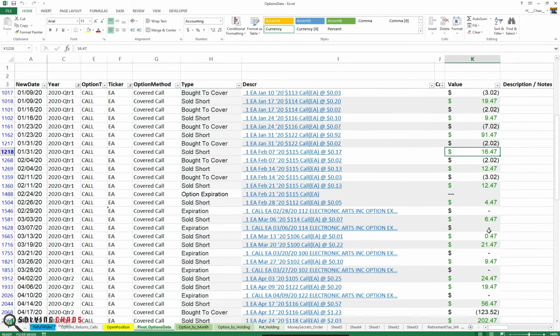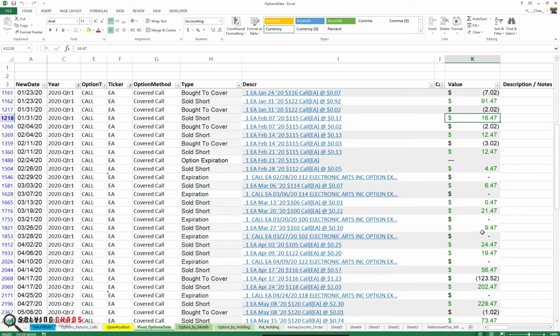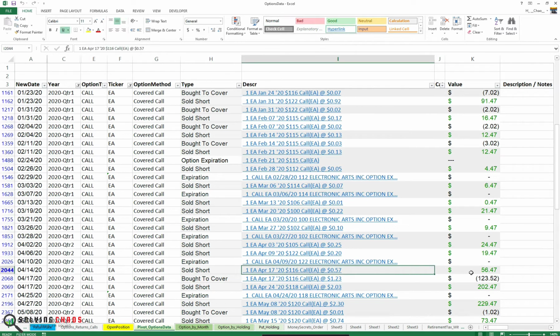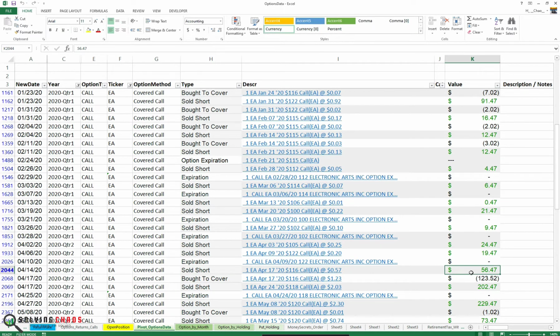Expiration, expiration. Okay, what happens when the stock moves faster than you want? And actually, I have that data, and you'll see it right here. I actually sold a covered call on EA on the 14th for 116, and I collected $57 in premium. Bad news. Stock rockets up. How do I know? Look how much it cost me to close it.